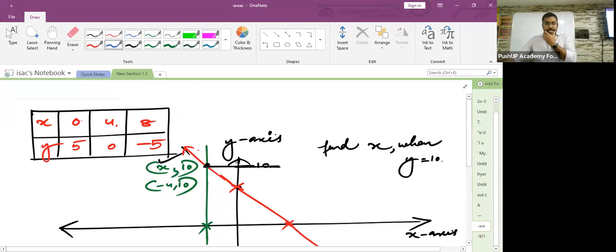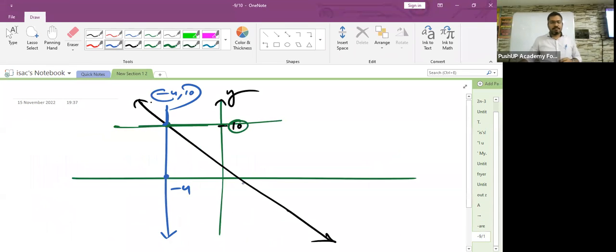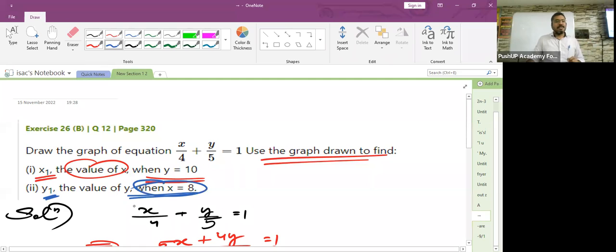Now, children, the second part of the question, they are asking us to get the value of y when x is equal to 8. Animesh, your answer was perfect, okay? I did not acknowledge it, no? Animesh, did you hear that? Yes, sir.